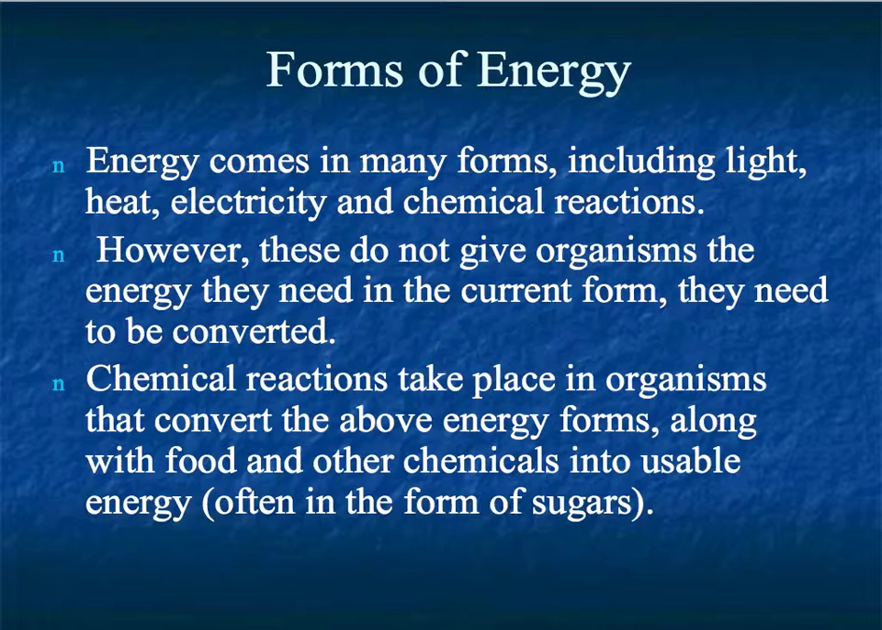And just a reminder, energy comes in a lot of different forms. So we've got light, which the autotrophs use, heat, electricity, and this is the big one for us, this idea of chemical reactions. This would be what we consider a potential energy source. Light, heat, electricity, those are kinetic energy sources, so those are based off of the movement of molecules. When we look at chemical reactions, we're looking at what energy is stored in the bond.